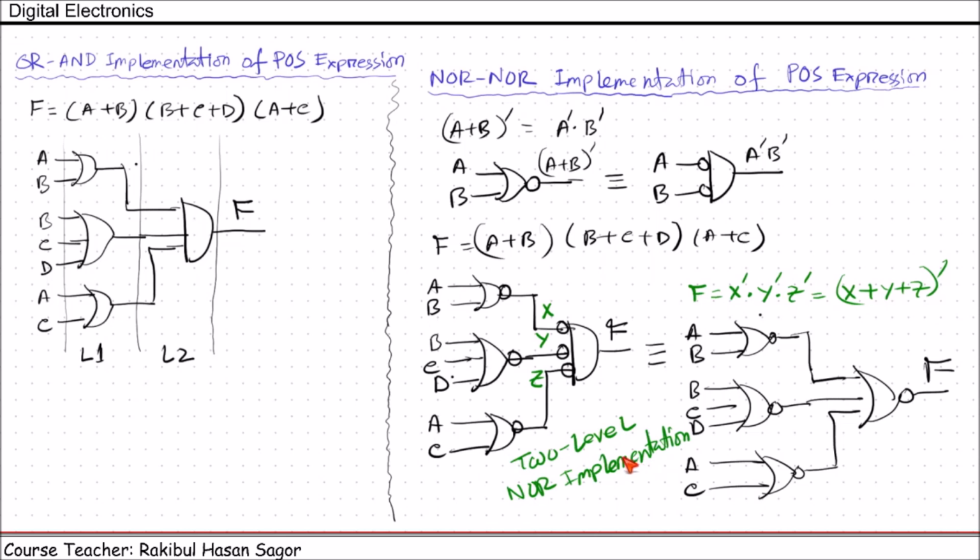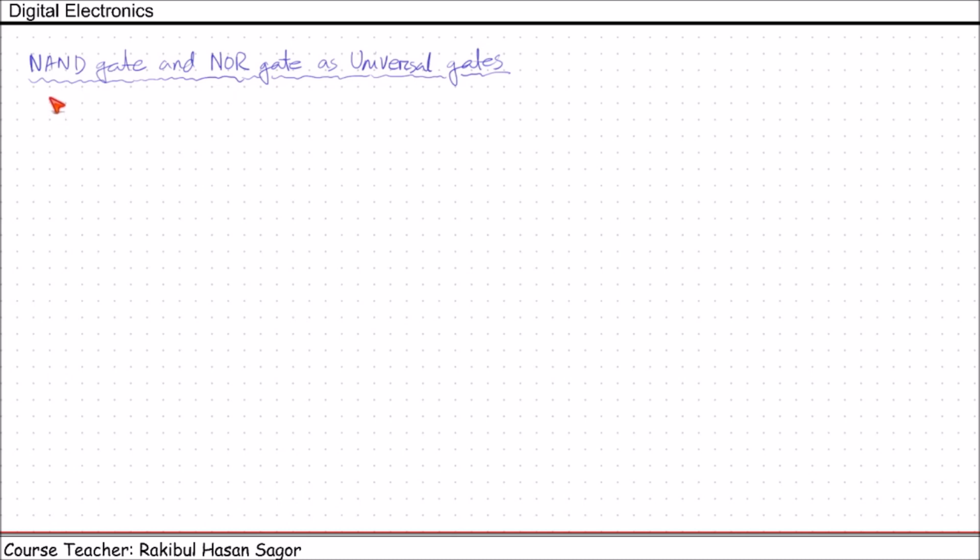Now, if you are asked to implement any function using two-level NOR gates, what you need to do, express the function in POS form. Then each sum term should be sent through the first level NOR gate. Then all the outputs will be sent through the second level NOR gate. You will get the function output. And the theory is clear from this concept. Next, we'll see NAND gate and NOR gate as universal gates.